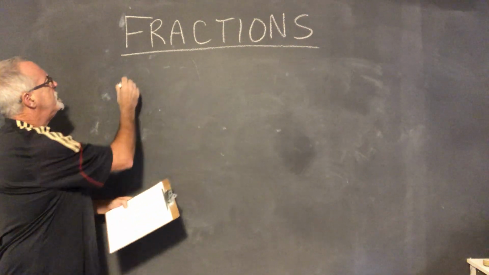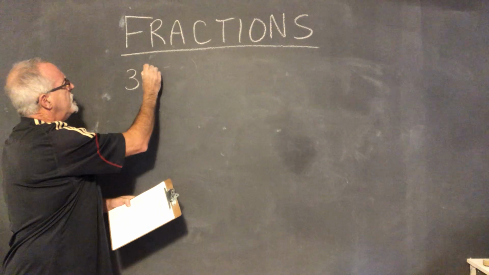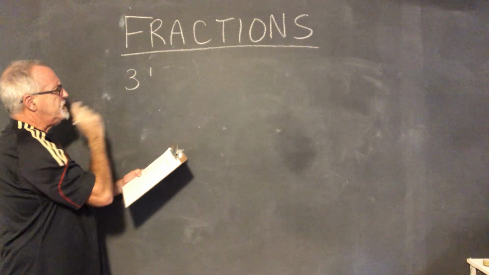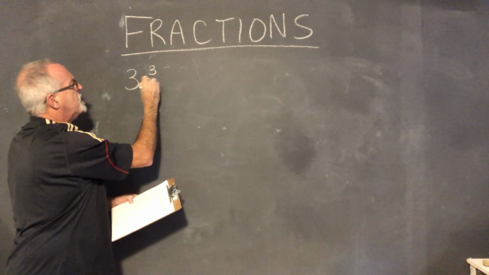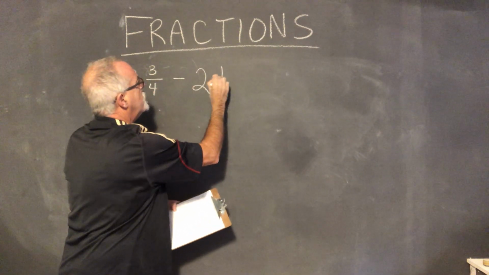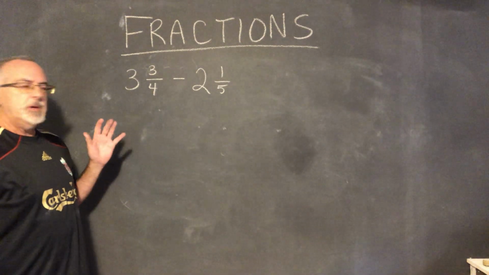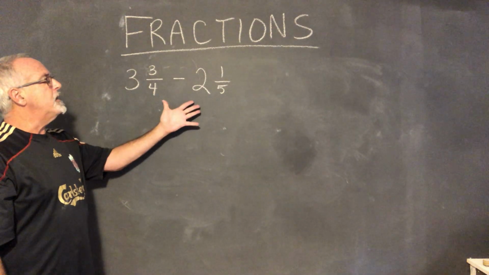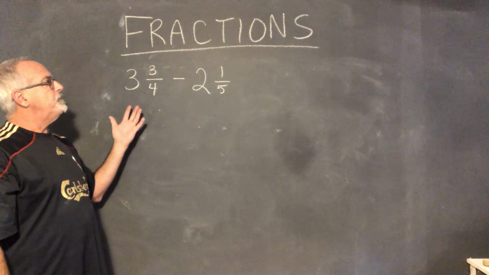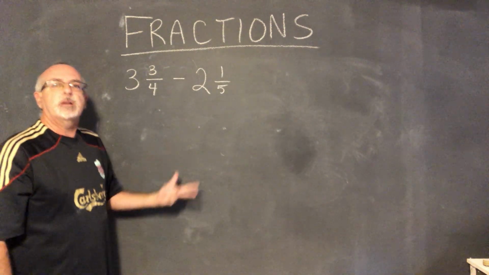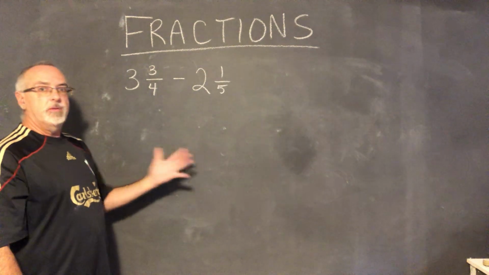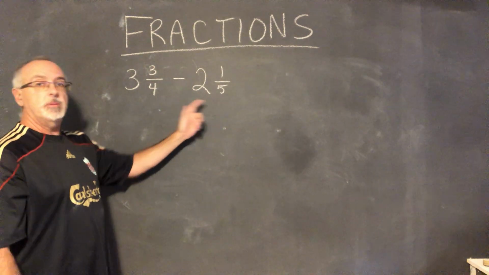How about 3 and 1/4? No, I'm going to do 3 and 3/4 minus 2 and 1/5. Because we had somewhere when we found the common denominator, it turned out that one of the fractions didn't have to be expanded. Because we had denominators where one of the denominators was a factor of the other. So you end up with the lowest common denominator, the lowest common multiple, being one of the denominators you started with. Well, that's not going to happen here.